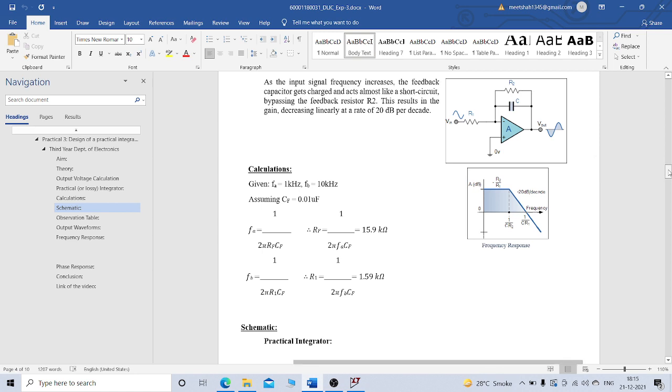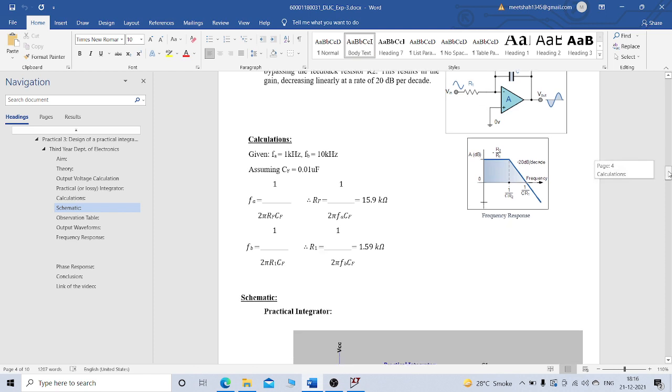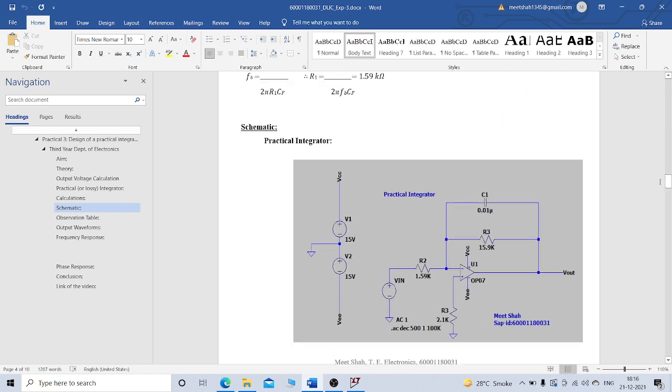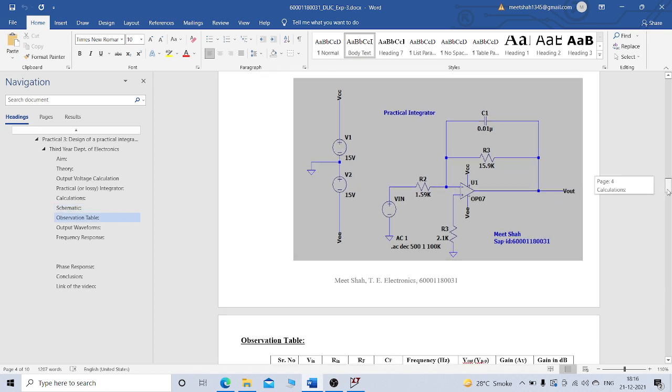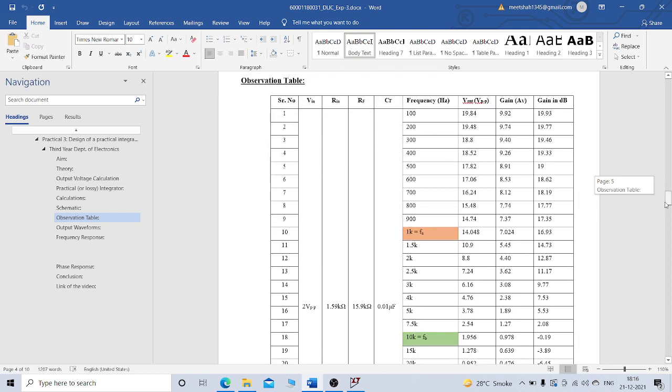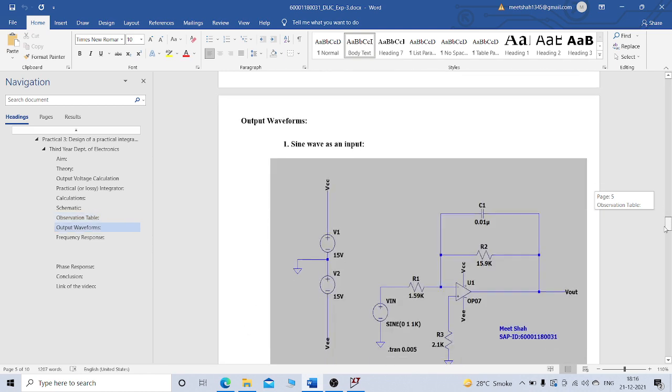Therefore, for given Fa equal to 1 kHz, Fb equal to 10 kHz, and Cf equal to 0.01 microfarad, using the formula, we get the value of Rf as 15.9 kilo ohms and R1 as 1.59 kilo ohms. Here we have drawn the circuit of a practical integrator using the LT Spice simulation, and using this and different given frequency, we have found out the value of Vout, the value of gain, and the value of gain in dB for different values of frequency.